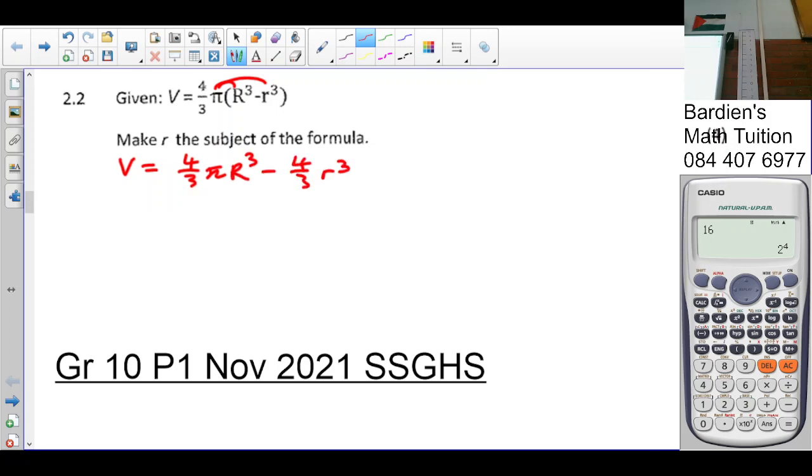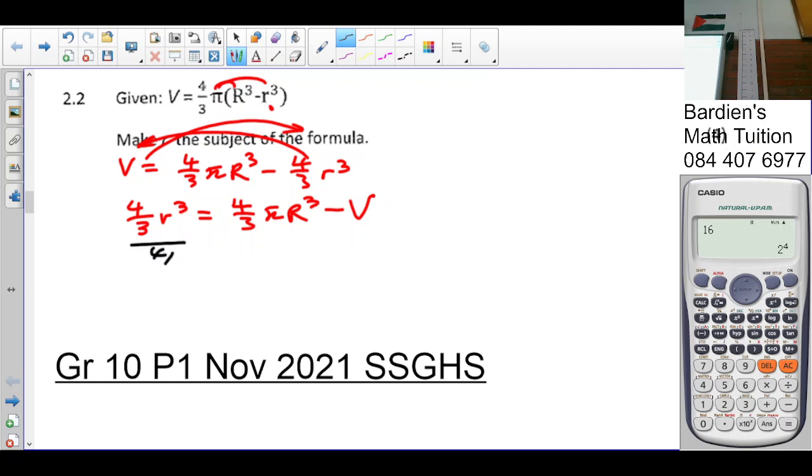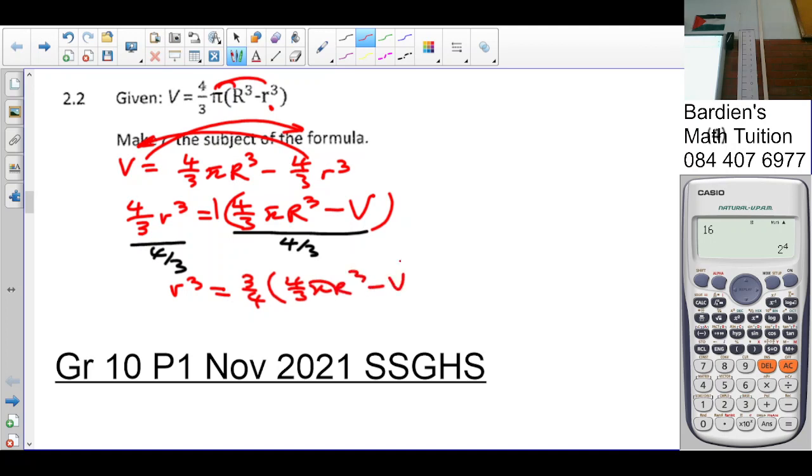Remember, we want all of the r's to go to one side, one to the left and the other one to the right. So it'll be 4 over 3 r cubed is equal to 4 over 3 pi r cubed minus V. Okay, so what we do now is we divide both sides by 4 over 3. So that gives me r cubed is equal to 1 divided by 4 over 3, which is 3 over 4, into 4 over 3 pi r cubed minus V.